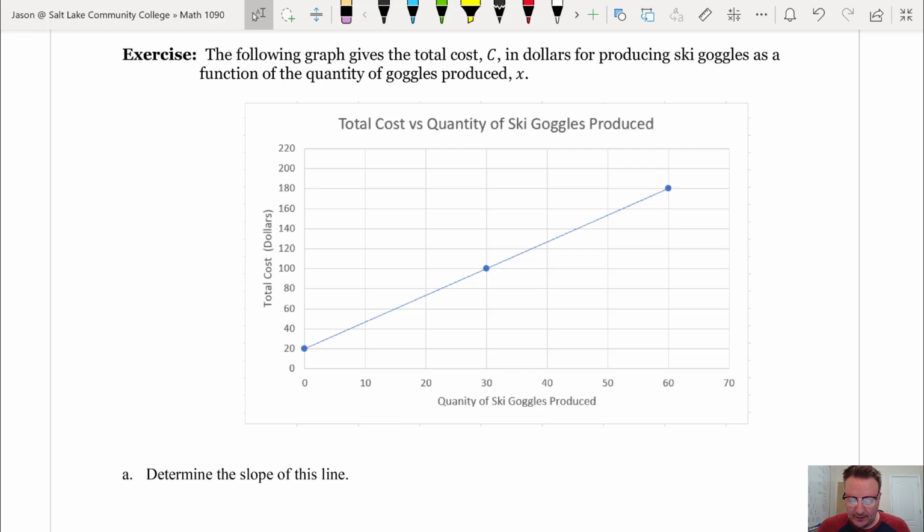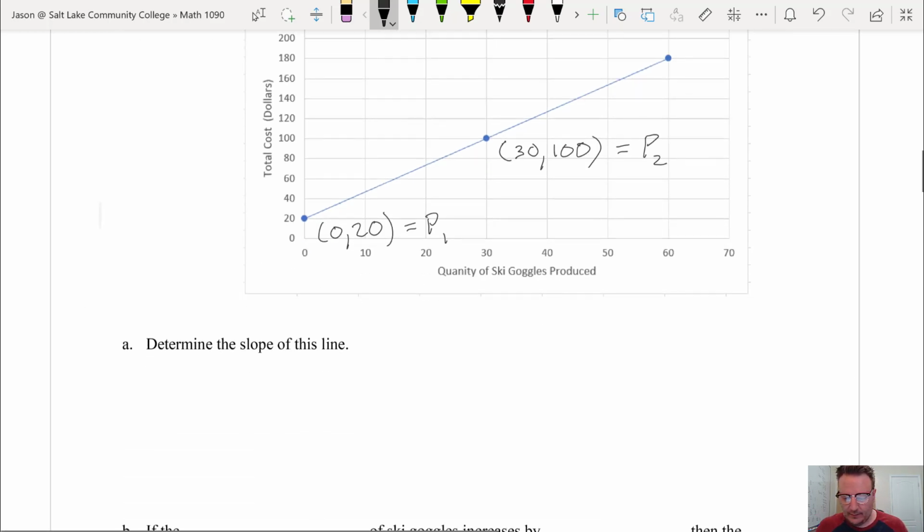Well, we have 3 points on the line, but it doesn't matter which 2 points we pick to compute the slope. Let's pick this point right here. It has coordinates 30, 100, and this point down here has coordinates 0, 20. We'll call this point 1 and this point 2.